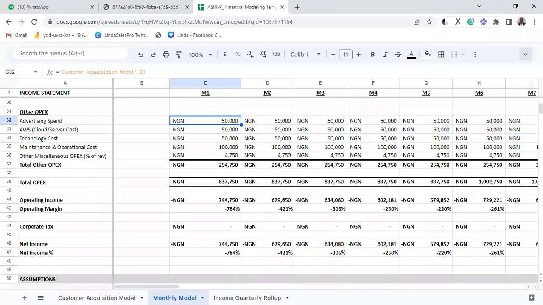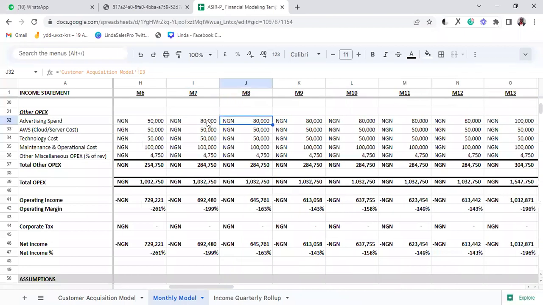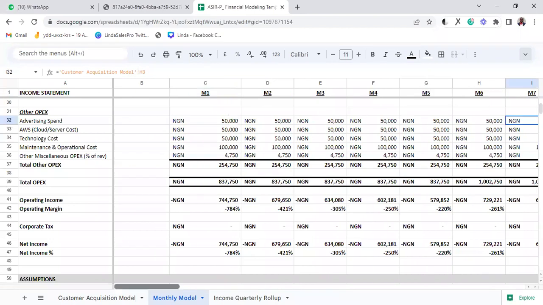Remember in your month 6, you now start spending 80,000. So we just captured it here so that you can see the summation of all your expenses. So your advertising spending is this. Your cloud, you are spending 50,000 this month. Your technology, you're spending 50,000. Your maintenance, you're spending 100,000. Miscellaneous, like I said, you're spending 4,750, which should be 5% of your revenue.